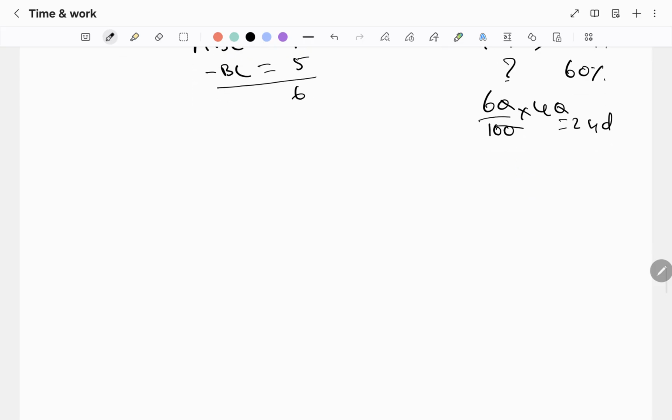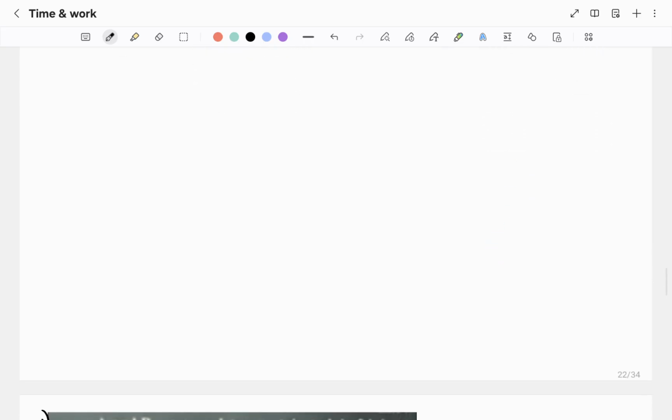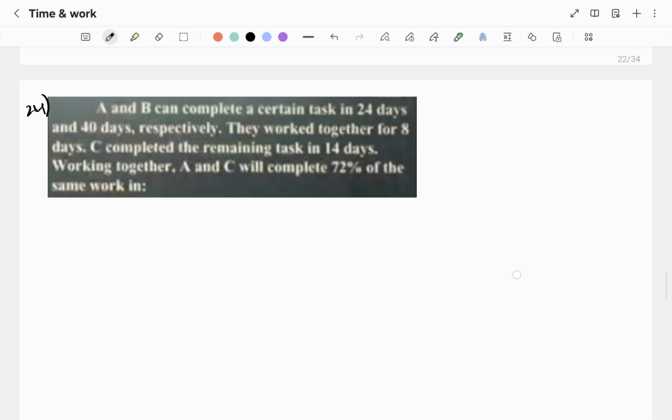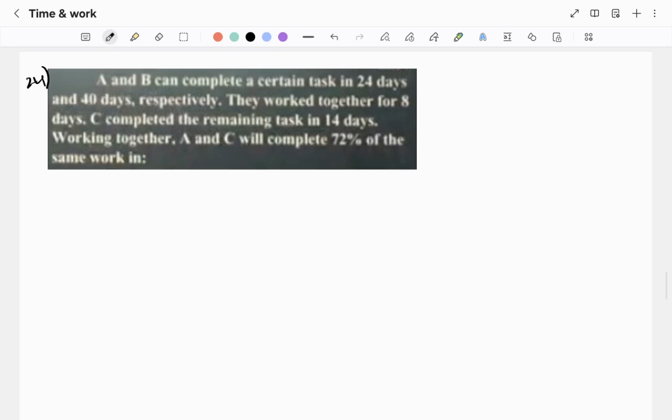Next question. A and B can complete a certain task in 24 days and 40 days respectively. They worked together for 8 days. C completed the remaining work in 14 days. Okay. So working together, first of all, total work is equal to 120. 24 5s, 40 3s. Then they worked together for how many days?